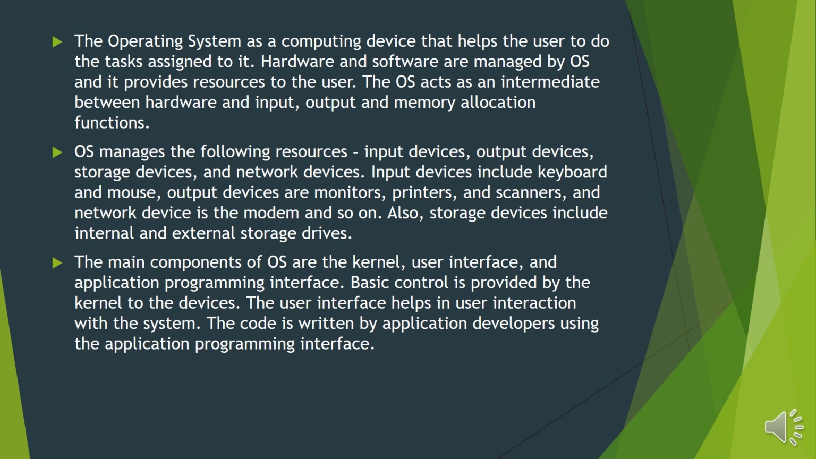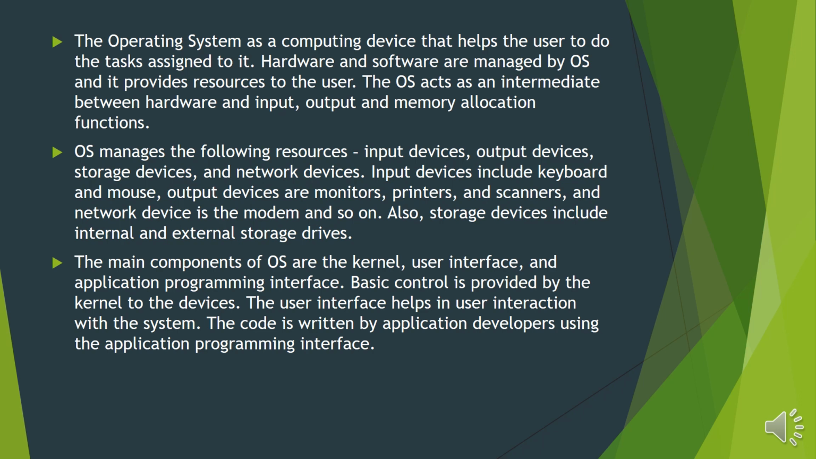Now, the main components of an operating system are the kernel, the user interface, and the application programming interface. Basic controls are provided by the kernel to the devices. The user interface helps in a user's interaction with the operating system. Now, the code of this operating system and the applications is written by the developers using what we call the application programming interface.